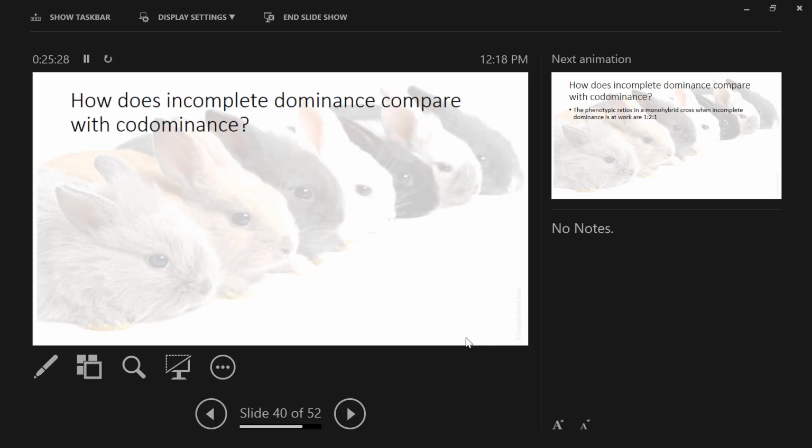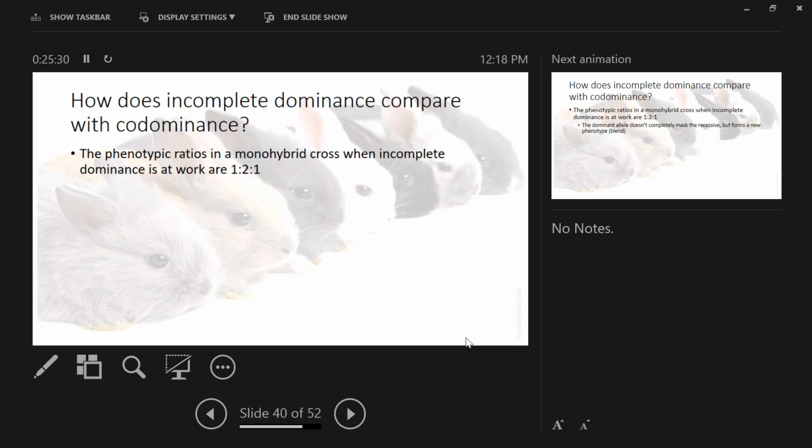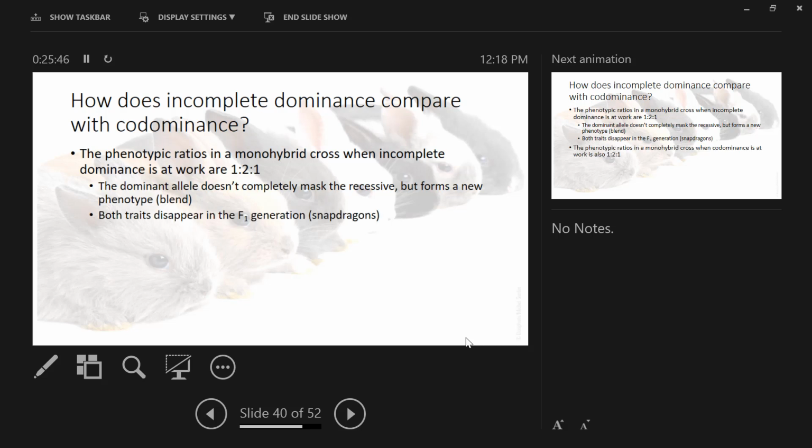And so to sum this up, how does this compare? Well, the phenotypic ratio in an incomplete dominant situation is 1 to 2 to 1, with 2 of the new phenotype that didn't exist in the parents. The dominant doesn't completely mask the recessive, so instead you get a blend, a new phenotype, and both traits disappear in the F1, not just the recessive. Both traits disappear in F1 in a one-character cross with true breeding individuals.